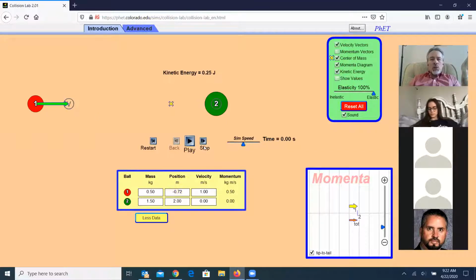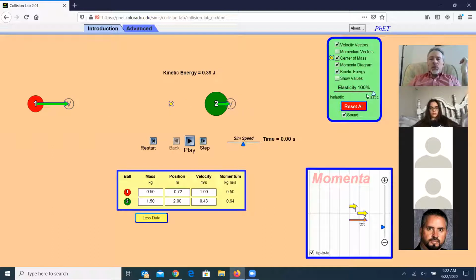So you were doing at least 6 different collisions. 2 of them had to be elastic. So for instance, you could have an elastic collision like this, or you could have them move in the same direction, elastic collision, something like that.